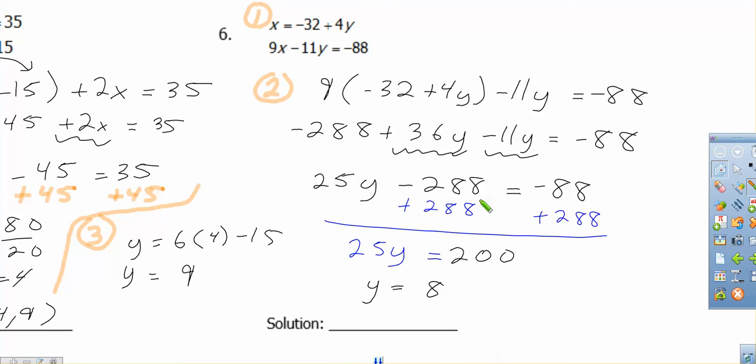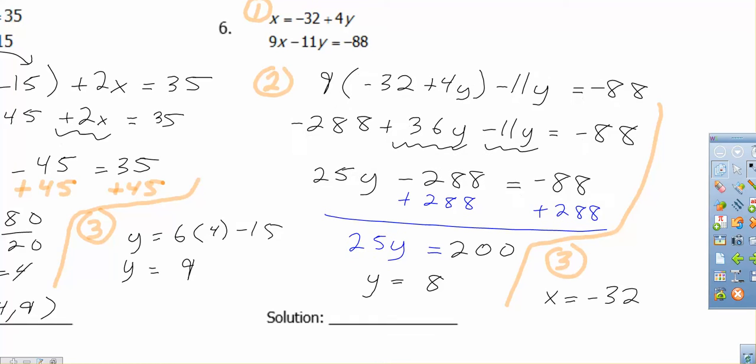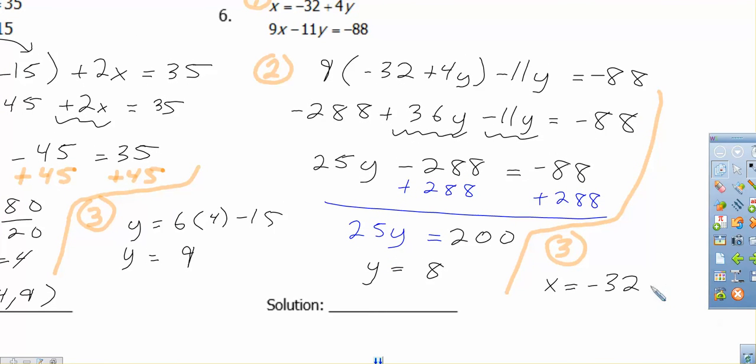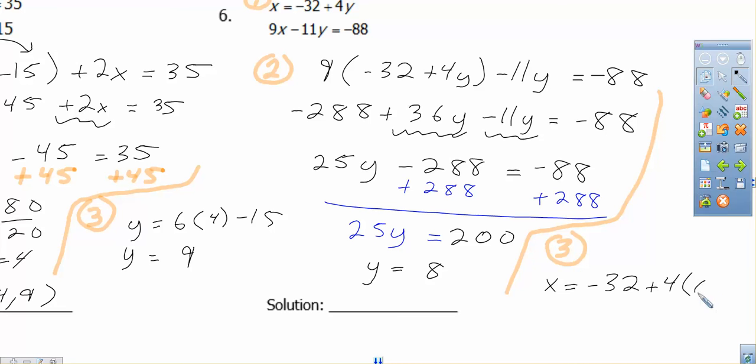Now we're going to take that answer and plug it back into the original equation of x equals negative 32 plus 4y. All right, y is 8, and we get that x equals 32, and negative 32 is 0. So our solution is the ordered pair 0, 8.